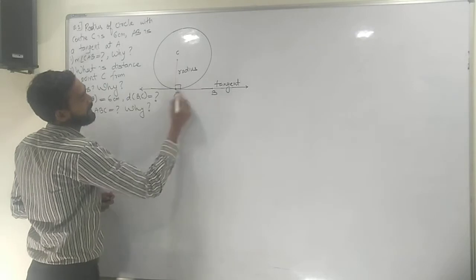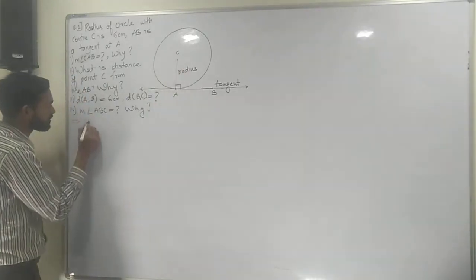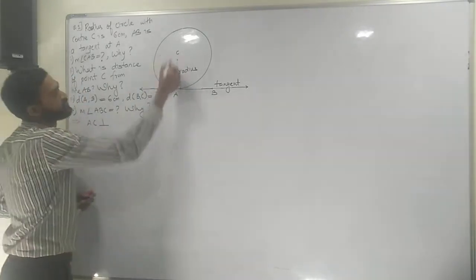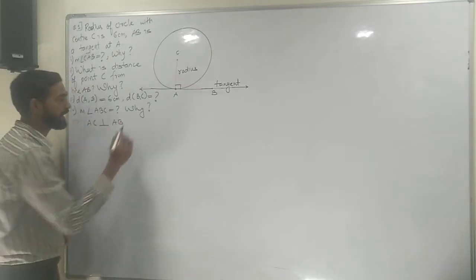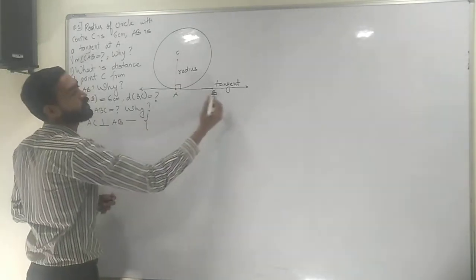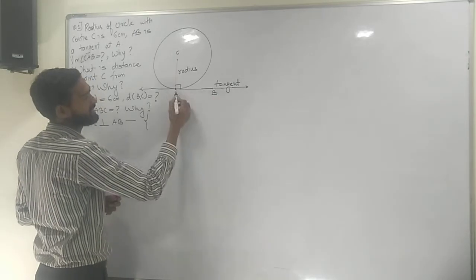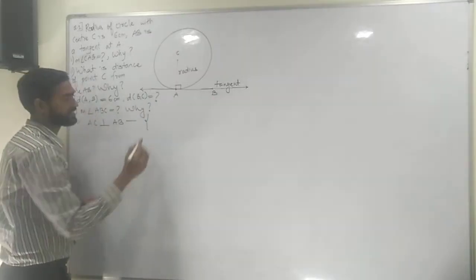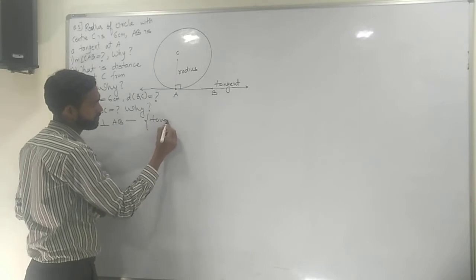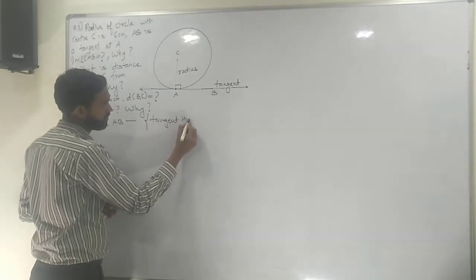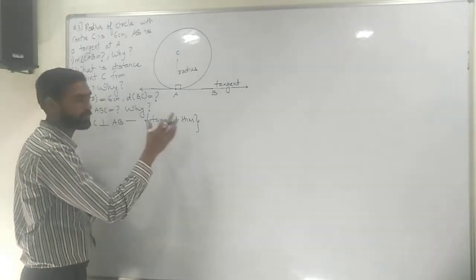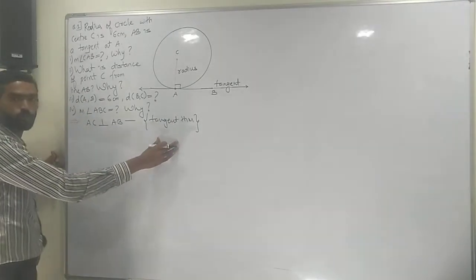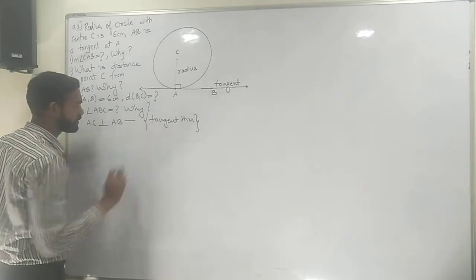It means AC is perpendicular to AB. Why? Because of the first theorem, the tangent is perpendicular to the radius. So, the tangent theorem. I have already explained this theorem to you in my previous videos, so please go back and follow those videos.